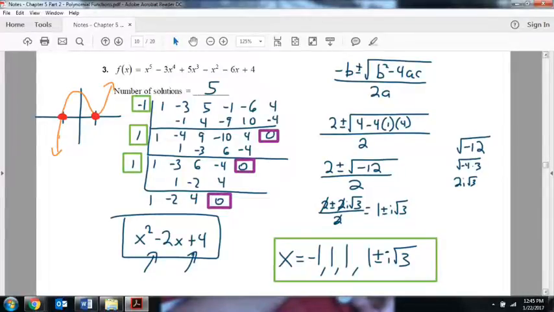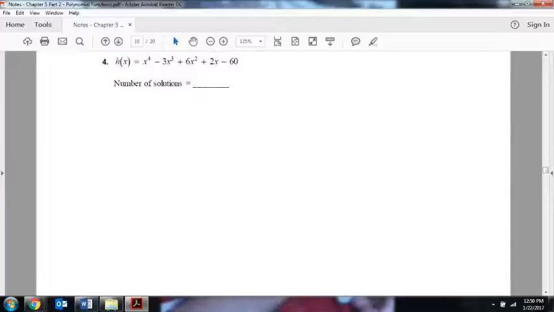And we got one more. Alright, this last one. Number of solutions. Highest exponent is 4, therefore the degree is 4. And so therefore the number of solutions is 4. And to get kind of a starting point, we're going to graph it and see if there's anything reasonable.